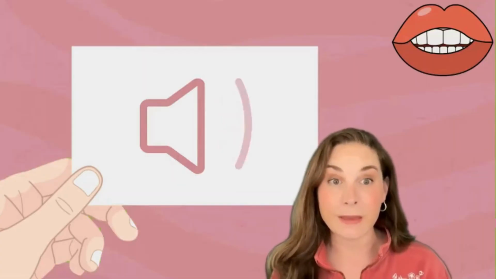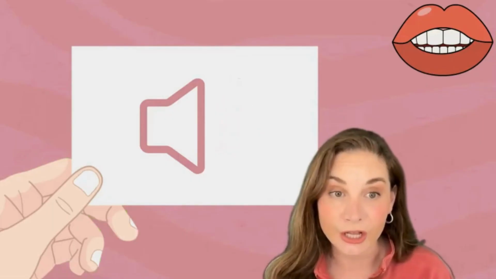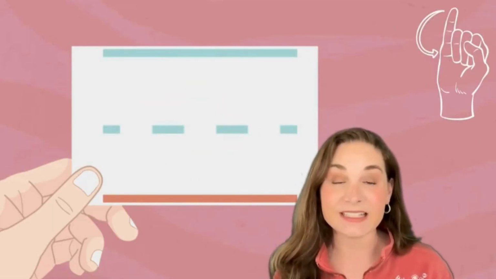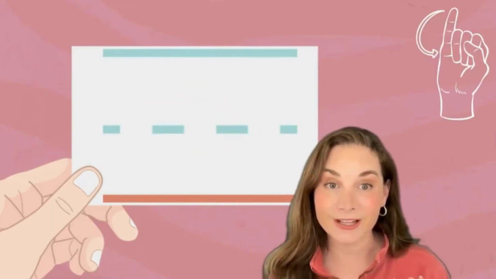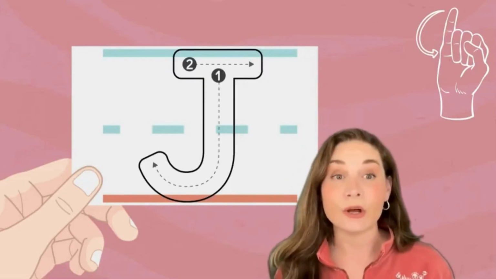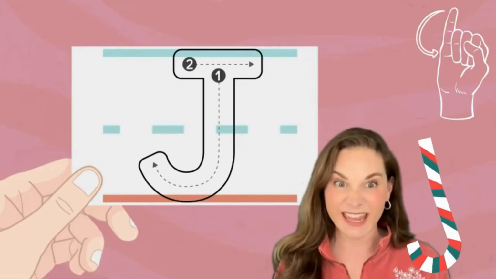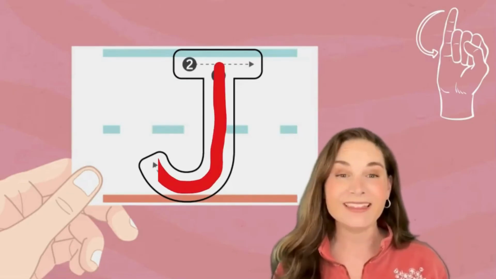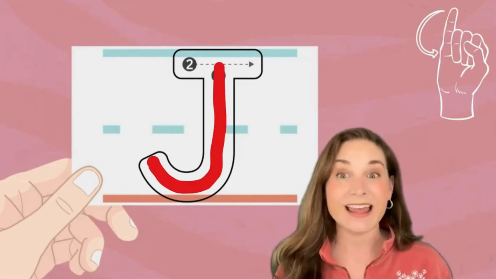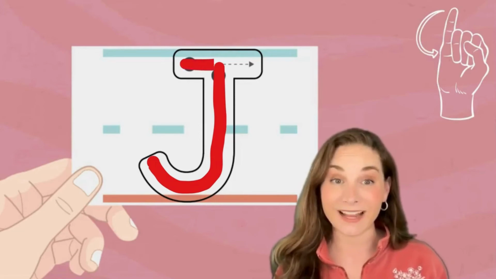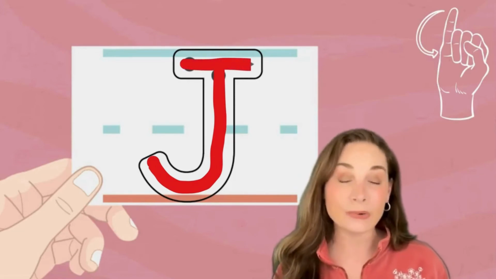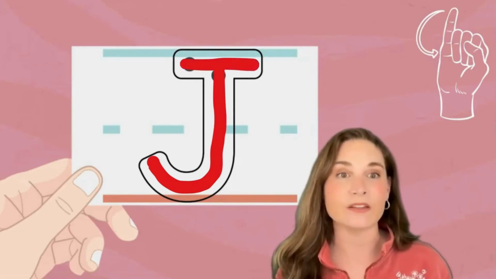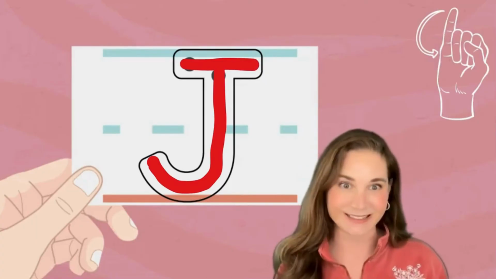Please write the letter that makes the sound J. To write the letter J, you're going to go to the top line and do a candy cane shape. So you're going to go from the top straight down to the bottom and then curve back up just a bit. Then you're going to hop back up to that top line and do a straight line across that top line. So you end up with a straight horizontal line.